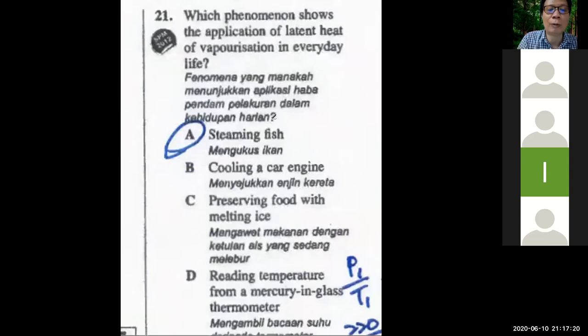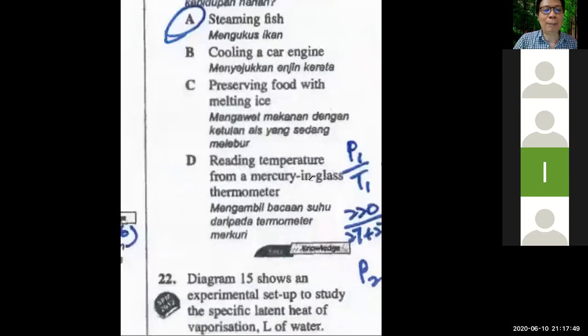The water changes to steam, then a cover blocks the steam so the steam cannot run away. Then the steam releases the heat to cook the fish. So remember, if you steam the fish, the water evaporates, water changes to water vapor. That one involves vaporization. Understand? Yes, sir. Okay.